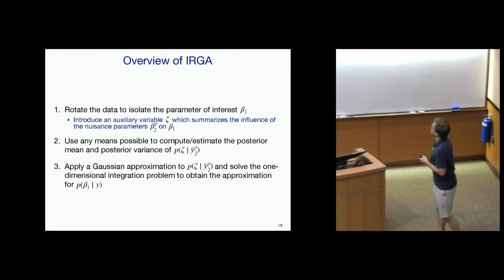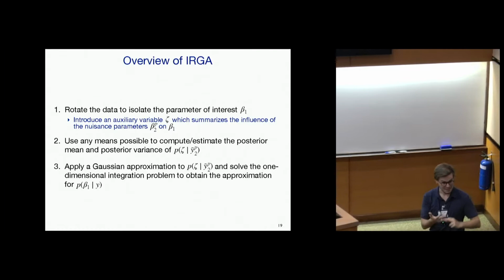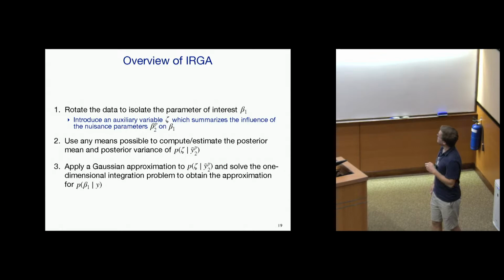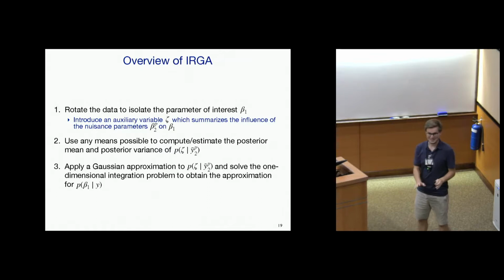So we rotate, do the mean and covariance estimation, and use that for the Gaussian approximation. We rotate to get this auxiliary variable, find the mean and the variance of the auxiliary variable, then use that to do a Gaussian approximation on the auxiliary variable. Then we plug that Gaussian approximation into our scalar model, and that allows us to get an estimate of beta 1. Are there any questions so far about this method, about ERGA?